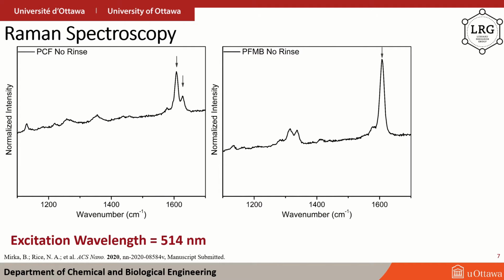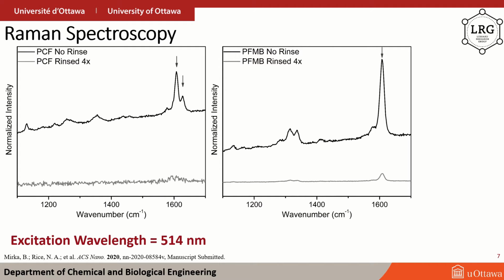The black spectra here are from films of pristine polymer without any carbon nanotubes present and without any rinsing. So 2 peaks for PCF are visible at 1607 and 1627 wave numbers, and 1 peak for PFMB is visible. Immediately after rinsing 4 times with 1 milliliter of toluene, we see a significant reduction in fluorescence and peak intensity.